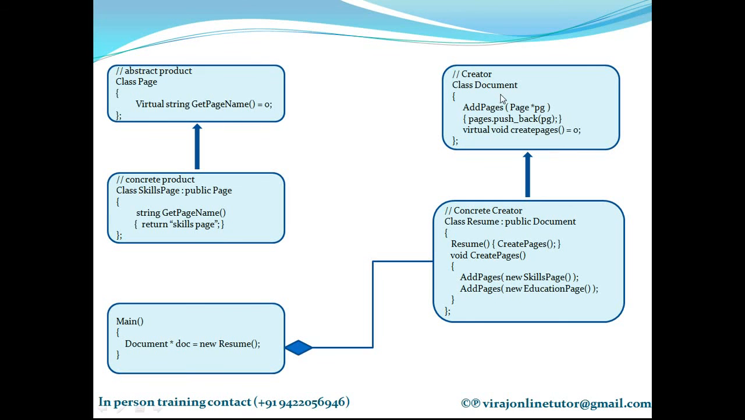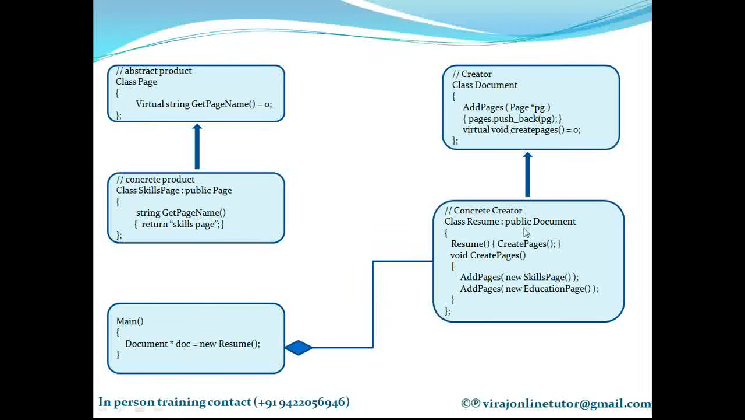I have a class document, in that I have a function called create pages. Since I have made it virtual, and a pure virtual basically, because equal to 0 means it's a pure virtual, this entire class becomes my abstract class. In this abstract class, I have a function called add pages, and whatever page that I get from outside, I keep on adding them to the pages data structure. Pages data structure is just a list of all pages. Simple.